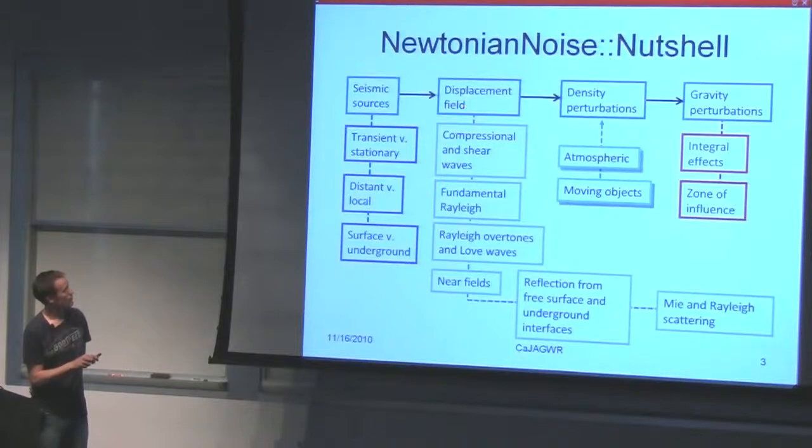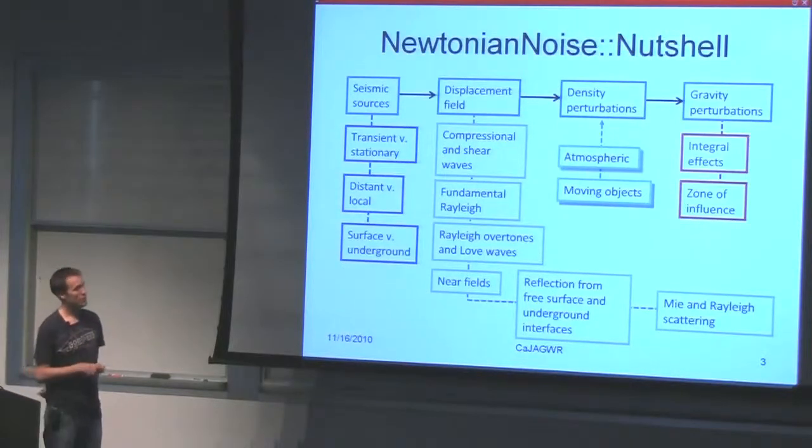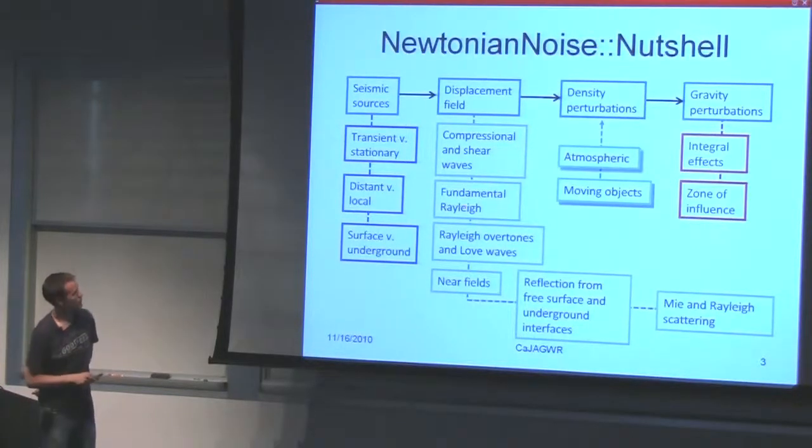So the field itself is well understood, and we know that it comes in two different modes: the compressional modes and the shear modes, which are the longitudinal and transversal seismic waves. Then any surface can support evanescent waves that propagate along the surface, which we call fundamental Rayleigh waves. And in more complex geologies, we will have additional surface modes that can propagate on surfaces. And then these are the overtones and the Love waves.